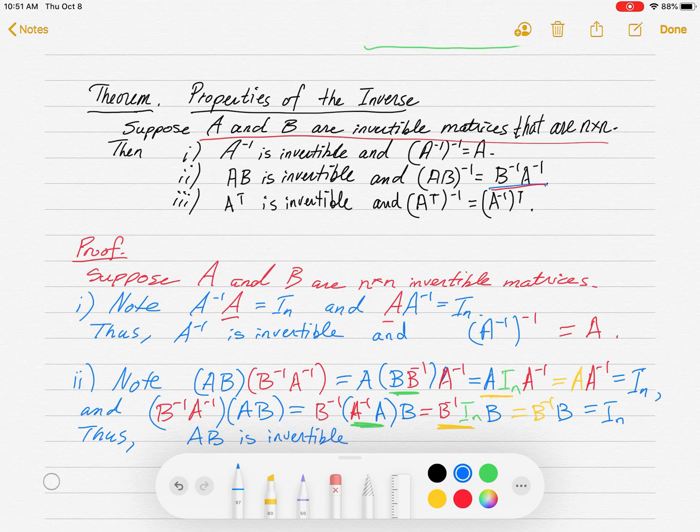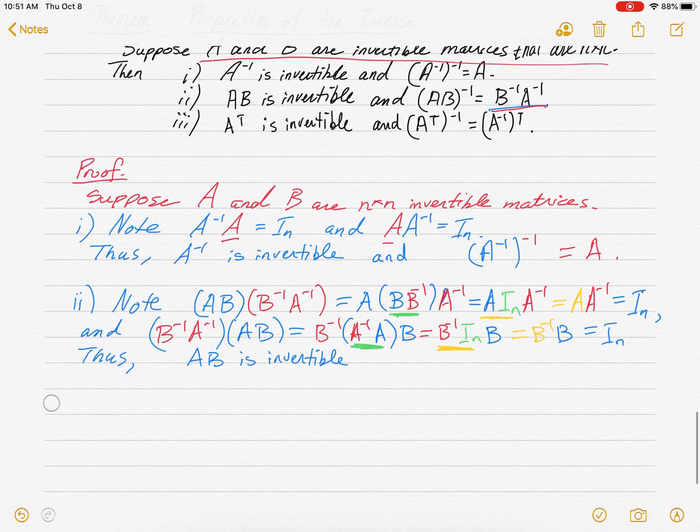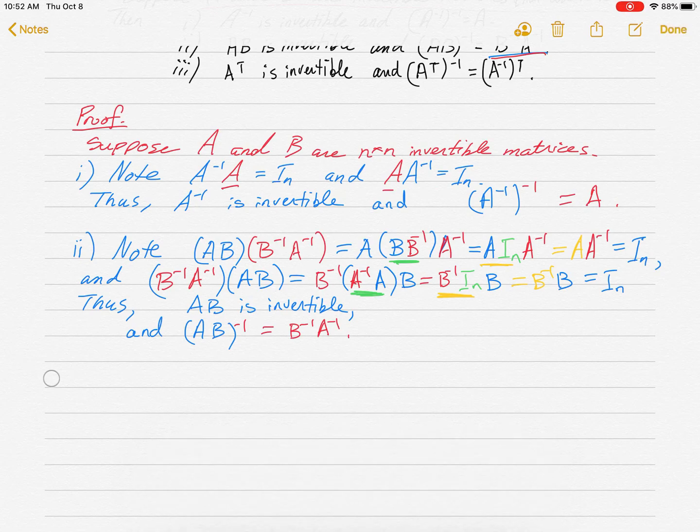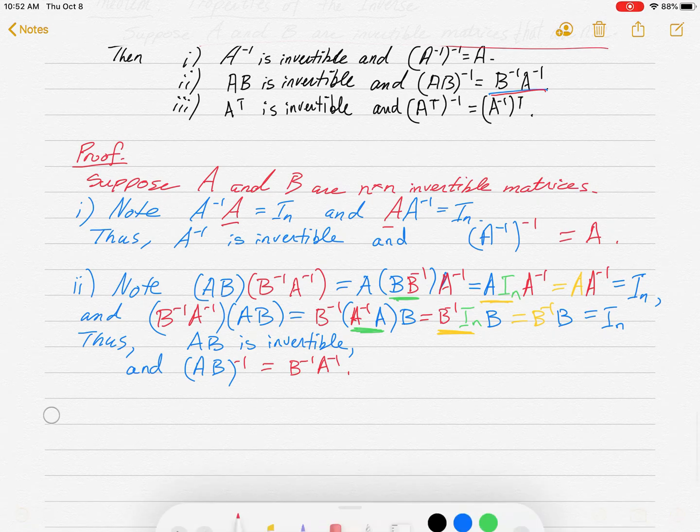Thus, AB is invertible. Right? It has a counterpart that you can multiply on the left and on the right to get the identity. And what's the inverse? What is AB's counterpart? What is the red dude that we had to multiply AB by to get the identity on both sides? It's B inverse A inverse.